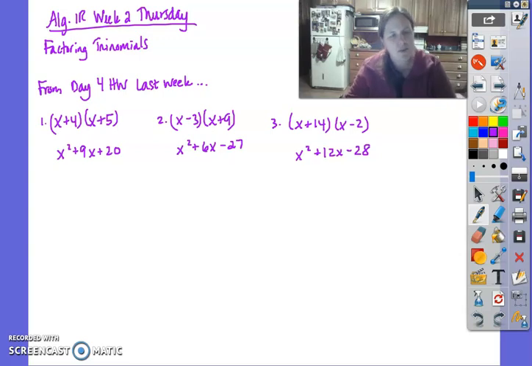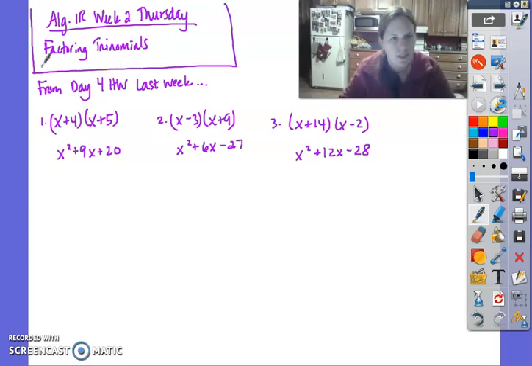I wrote down 3 problems from your homework from last week. You do not have to write those 3 problems down. I would like you to write this blurb and then the examples that I do on the next page. But the 3 things I'm just going to talk about. You already have this. If you want to pull out your day 4 homework from last week, feel free to. Hit a pause, find it, pull it out. But I want to show you some stuff because we're going to be going backwards.